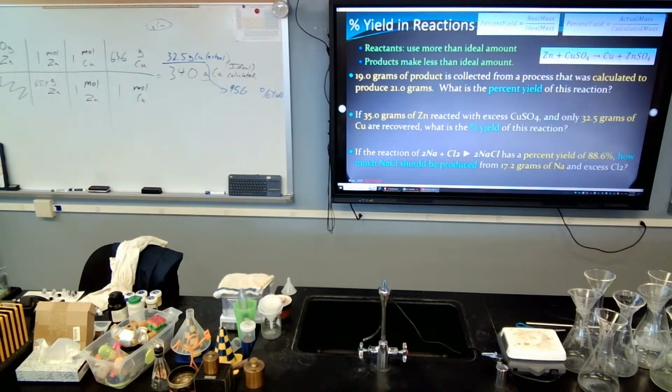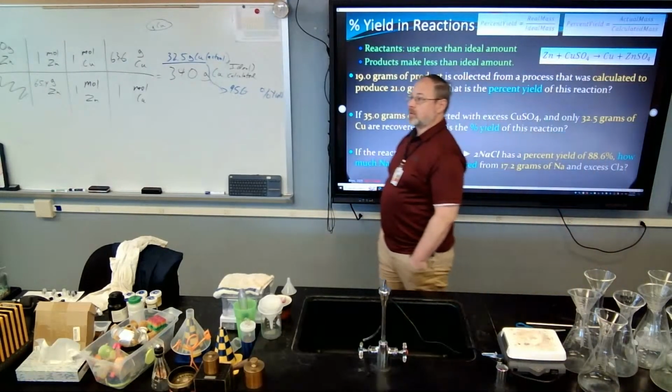But in this case, we want to know how much we would expect to make if the percent yield was 88.6%, 0.886. So we multiply? Yes. Good thing I have a calculator. Yeah, exactly. Times 0.886. 38.7. 38.7 grams expected. You would expect to make 38.7 grams of sodium chloride.